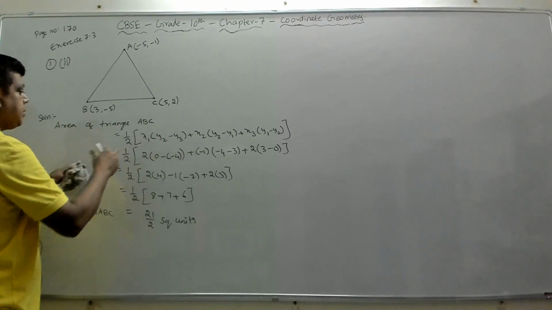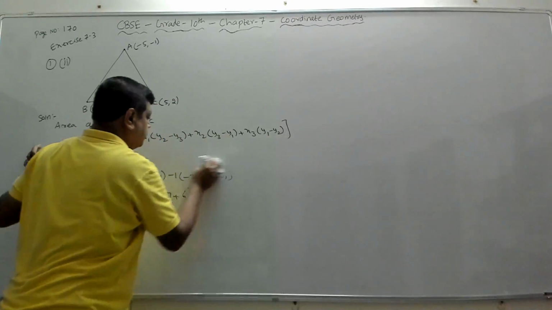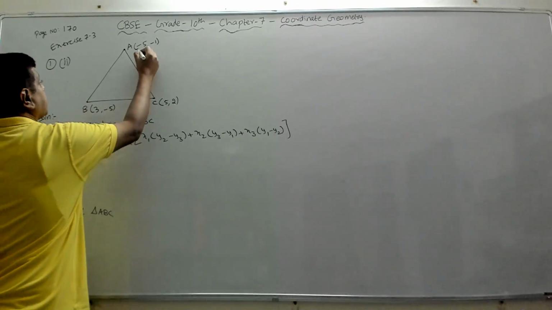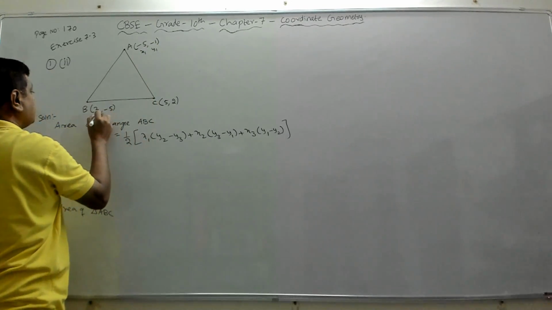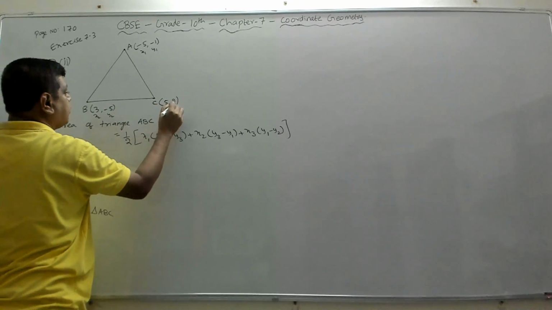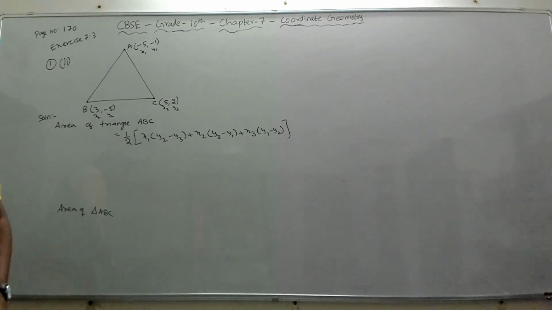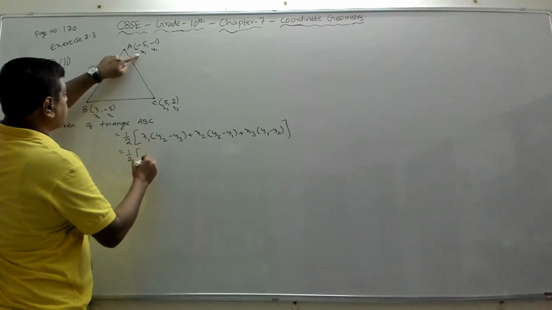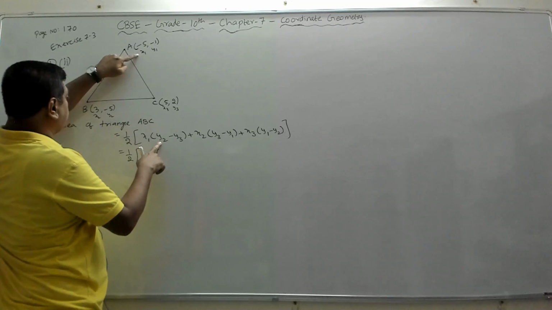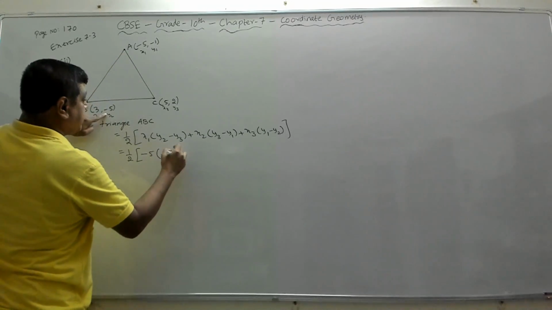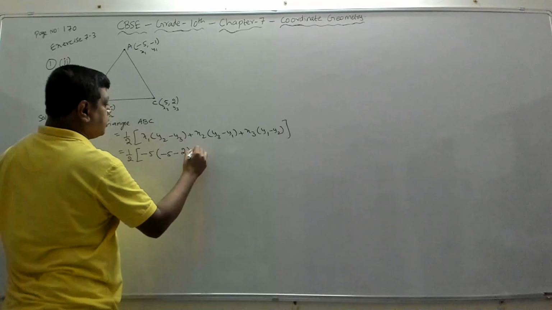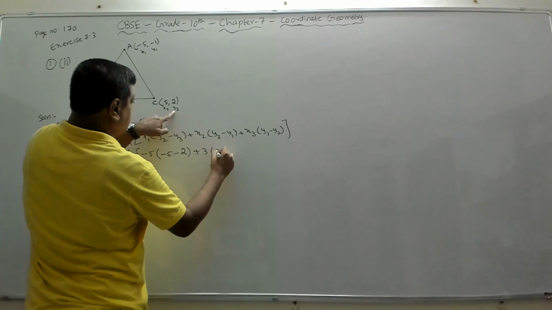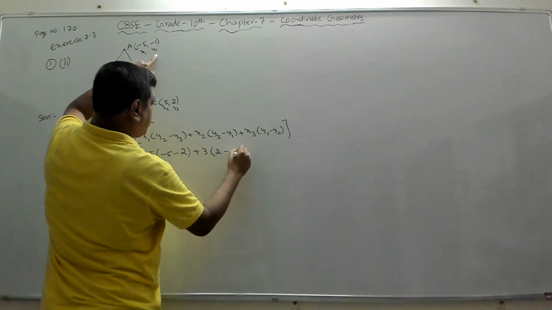So the area of the triangle is given by this formula. Right? So we will substitute in this formula. So this is x1 y1, x2 y2, x3 y3. Fine. So if you substitute, what do we get? That is equal to 1 by 2 of x1, x1 is minus 5 into y2 is minus 5 minus y3 is 2, plus x2 is 3 into y3 is 2 minus y1 is minus 1, so minus of minus 1.